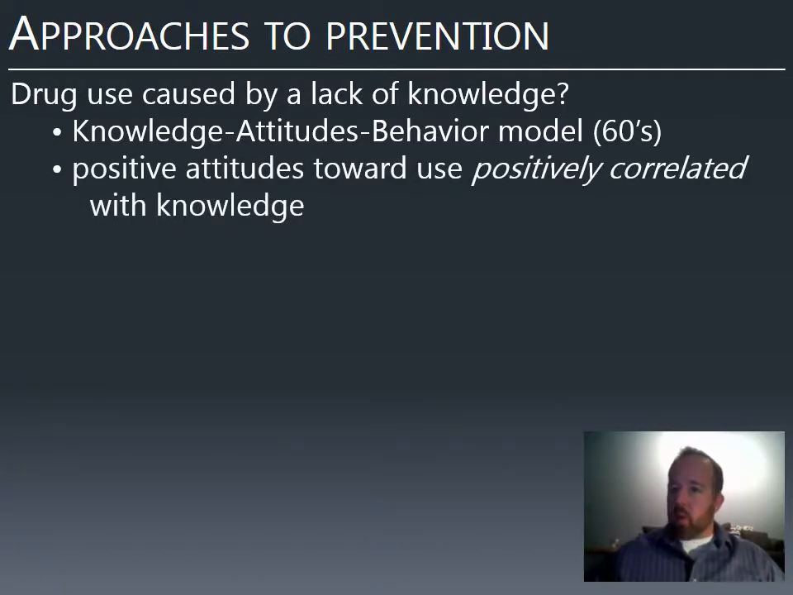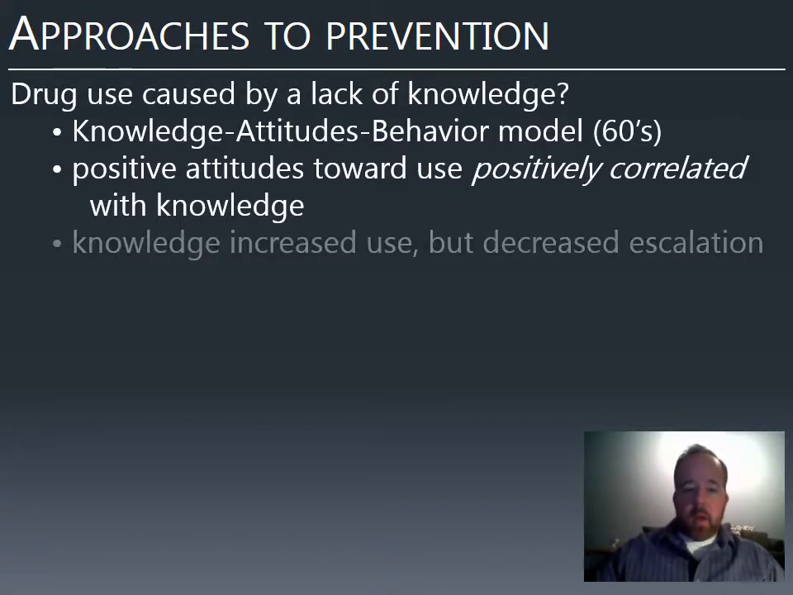Interestingly, this didn't work quite the way that people anticipated. So it turns out that having these positive attitudes toward drug use, that is, being more likely to use drugs, was actually positively correlated with knowledge. That is to say, the more you knew about drugs, the more likely you were to actually have a positive attitude toward them, which is the exact opposite of the intent of this model.